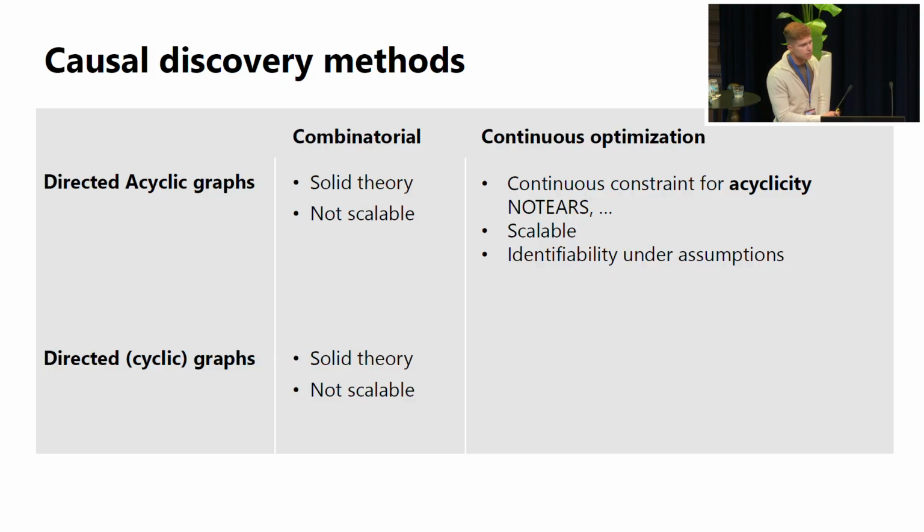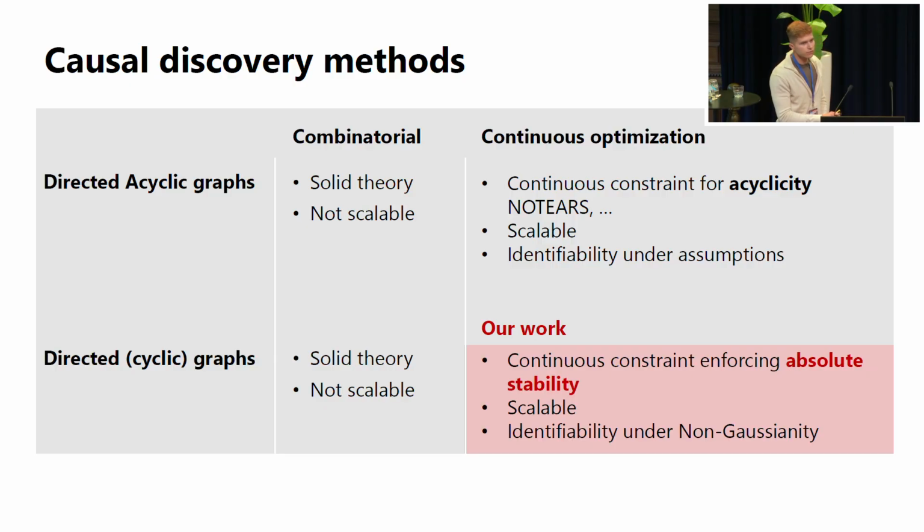For cyclic graphs, the combinatorial methods inherit the properties from above. But in the literature on continuous methods, there is a gap. In essence, there does not exist a continuous description for graphs with cycles. So this is where our work comes in, and we propose a constraint enforcing absolute stability. The methodology we propose is scalable, and our identifiability is established under a non-Gaussianity assumption.